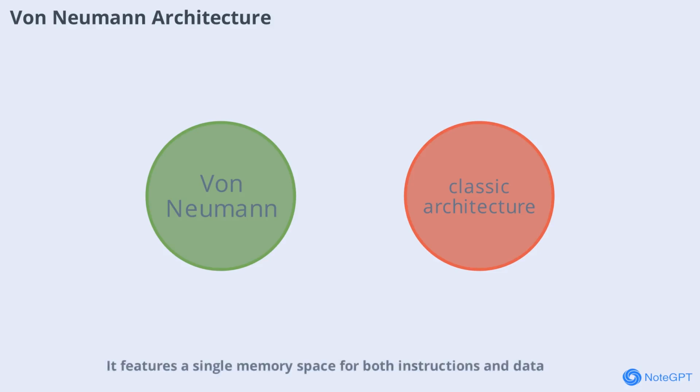Von Neumann architecture is a classic computer design model that forms the basis of most modern computers. It features a single memory space for both instructions and data, with a CPU that fetches and executes instructions sequentially. While simple and flexible, this design can suffer from bottlenecks when the CPU waits for data from memory. Many modern systems use variations of this architecture to improve performance.